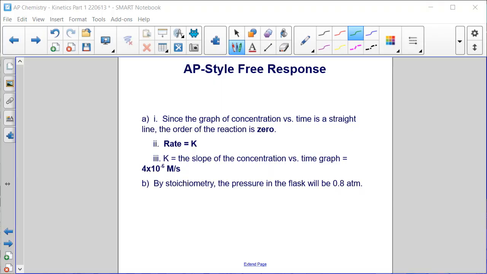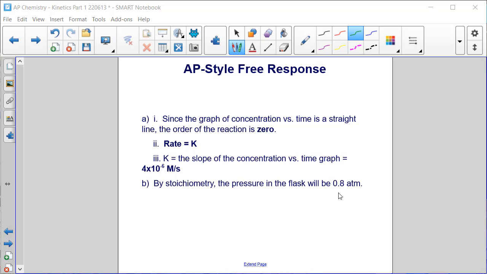All right, this slide is just a review of the answers from the previous slide. All of our justifications and all the work is shown in the previous slide, but just so it's all in one place. Part 1, since the graph of concentration versus time is a straight line, the order of the reaction is 0. Part 2, rate is equal to K. Part 3, K is the slope of the concentration versus time graph, so 4 times 10 to the minus 6 molar per second.